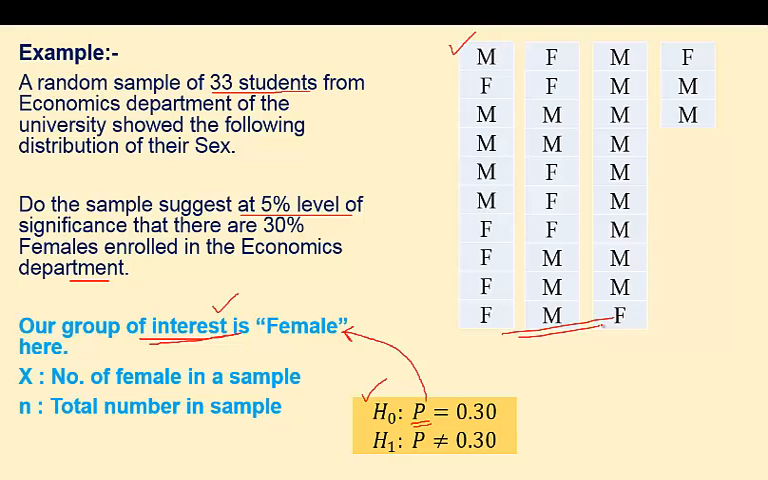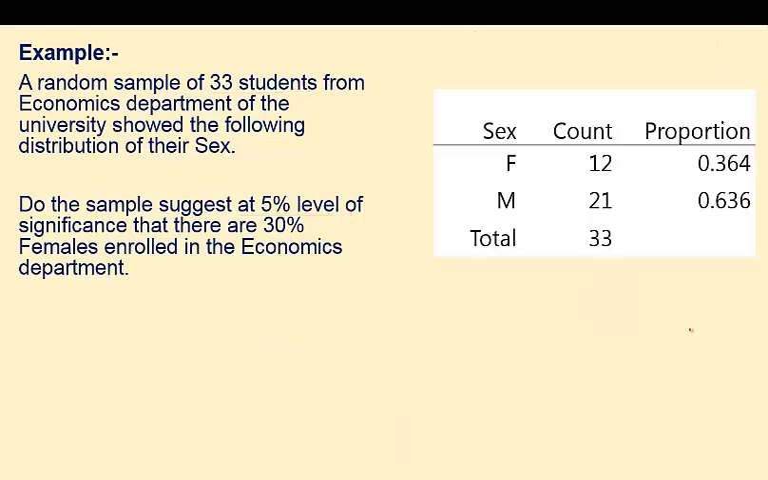So in this data there are two groups, male and female. We have to define our success here. So in this example our interest is in the female group, because we want to test whether the proportion of females is 0.3 in the population.